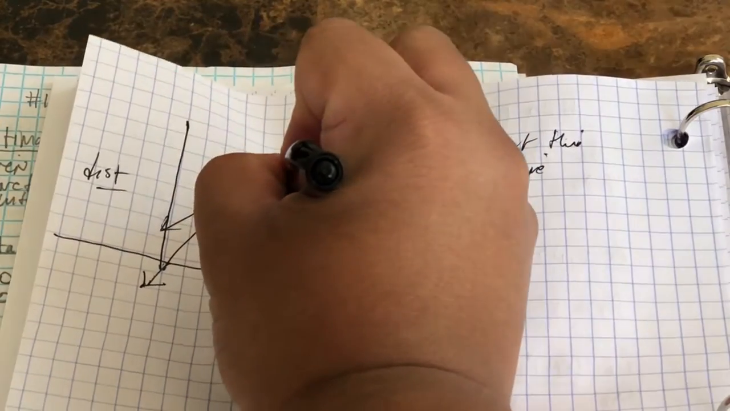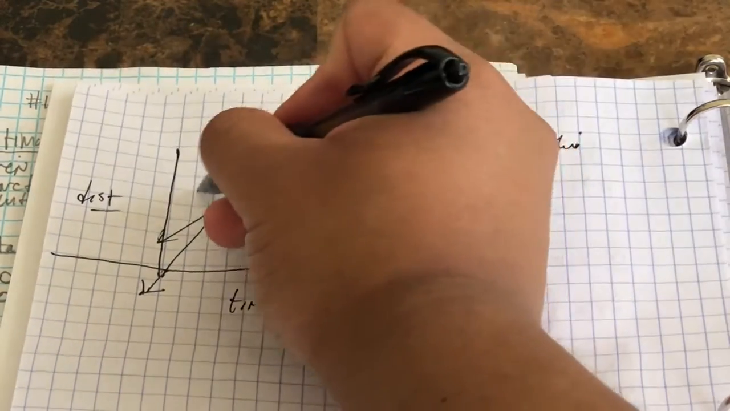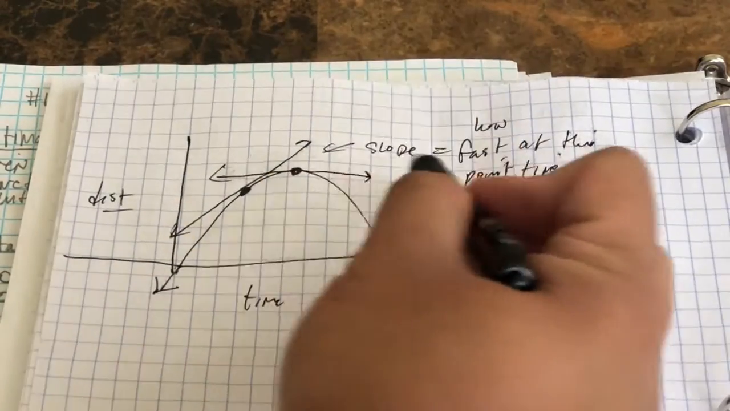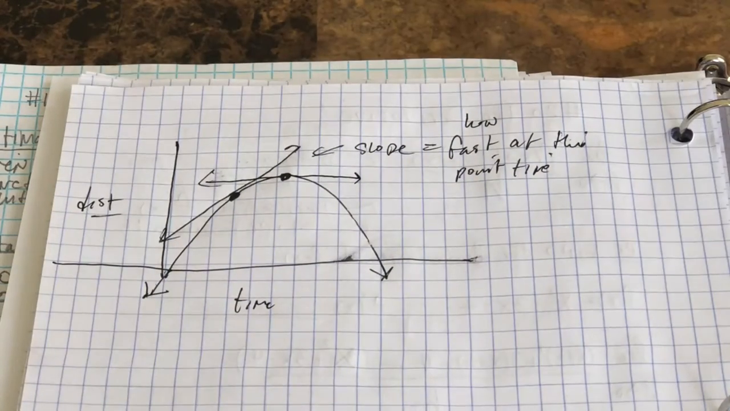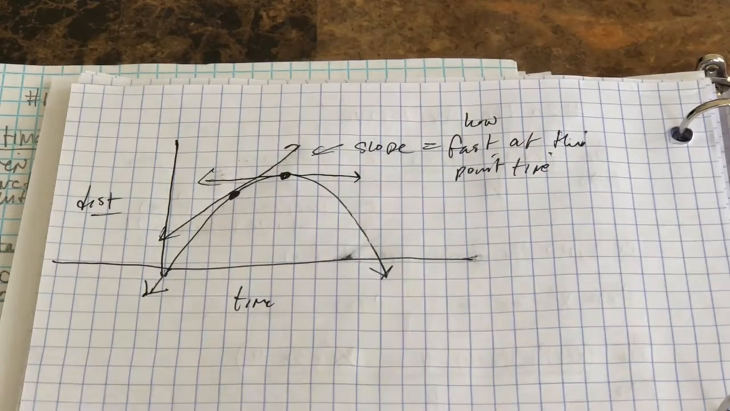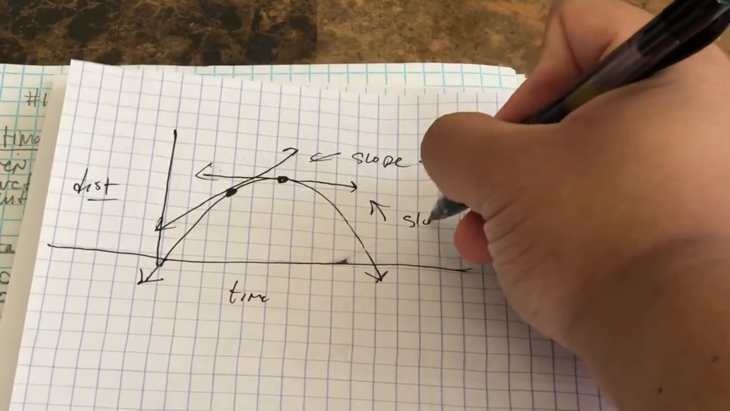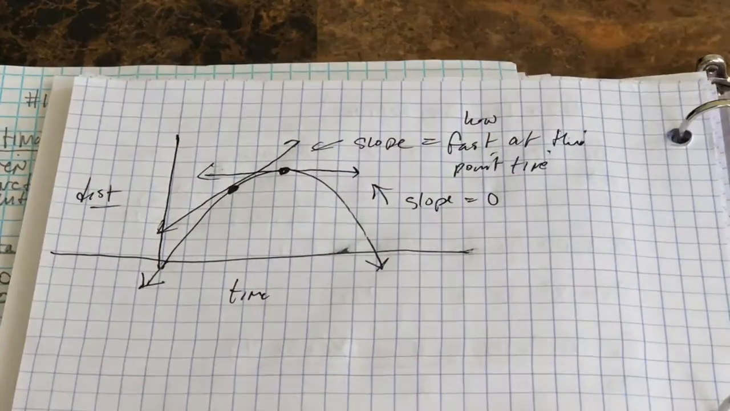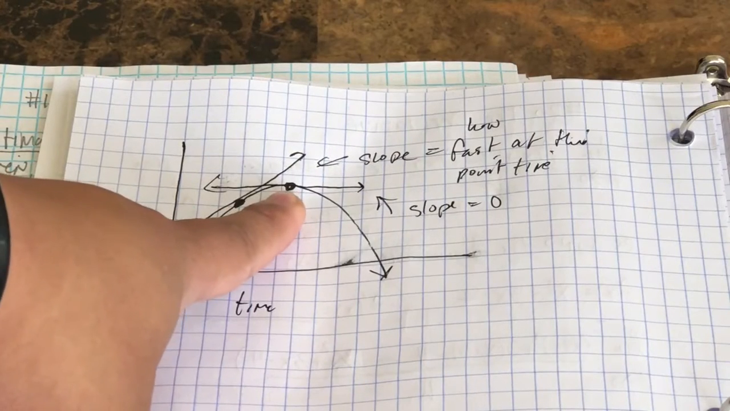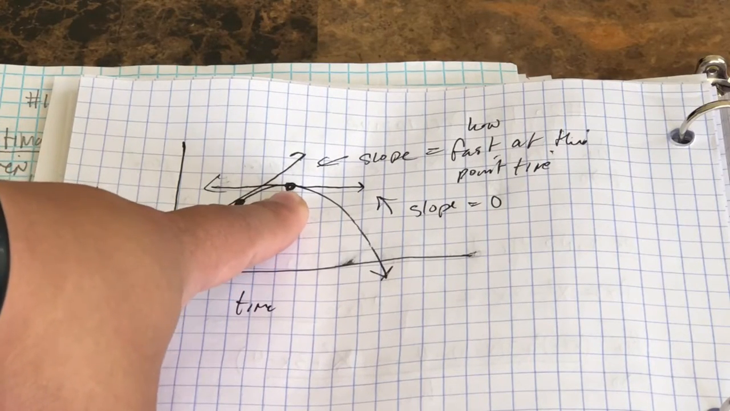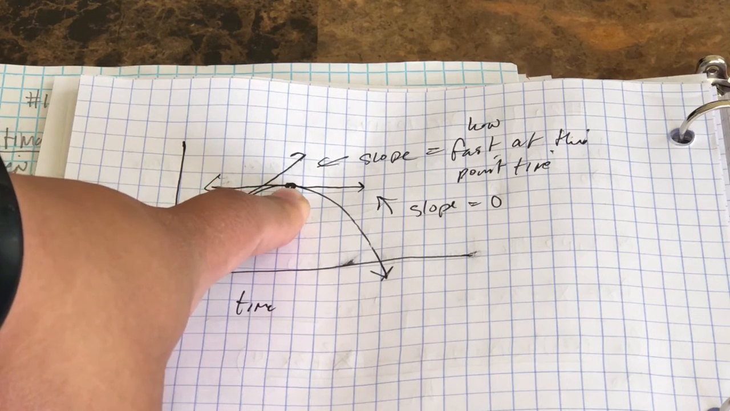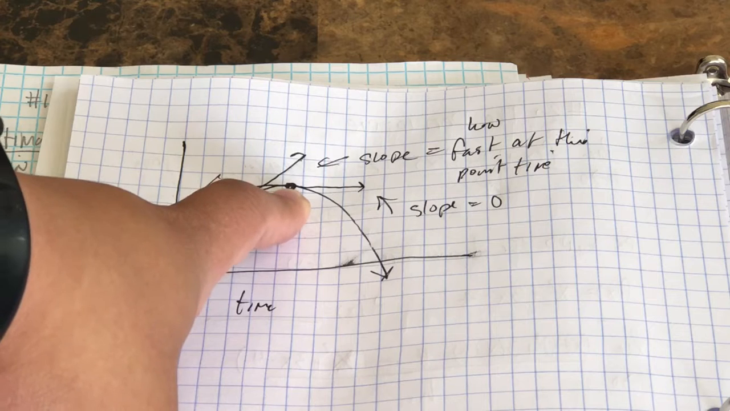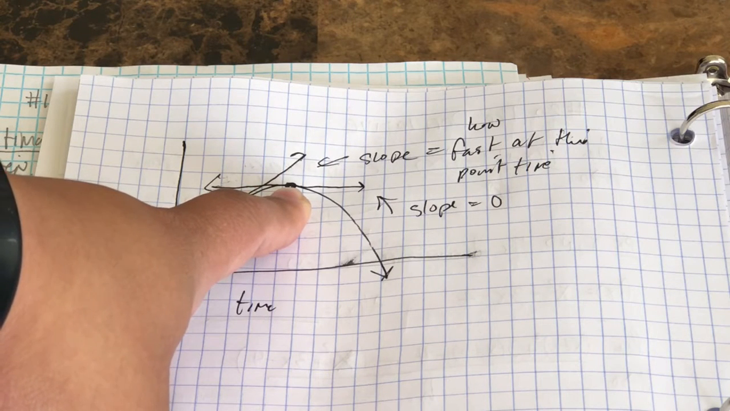So, what would be the slope if I drew a tangent line right here? What's the slope of this line if I want to know how fast this ball is moving right at that point in time? If you said 0, you'd be correct for two reasons. One, it's a horizontal line, and we know the slope of horizontal lines is 0. Also, the ball's not moving at all. At that point in time, it had reached its highest distance, and it's not moving at all at that specific moment.